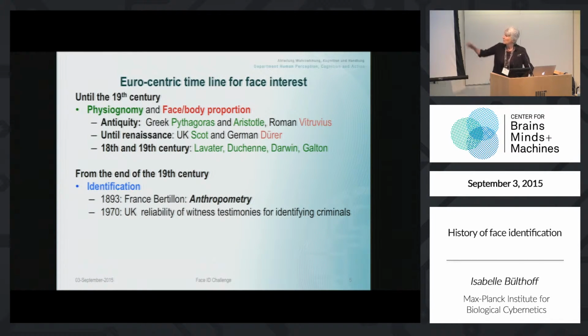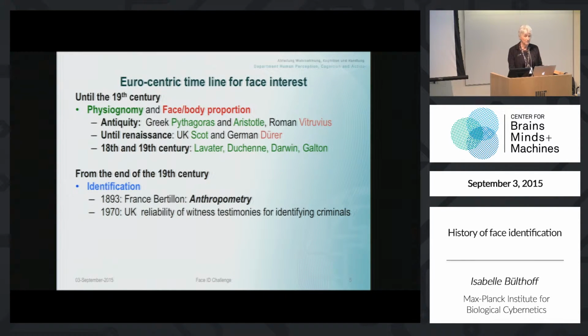In France, there was Bertillon, a policeman, who developed the method of anthropometry, measuring the body for the purpose of identification. And it is finally in 1970 that there is an explosion of face-related research.